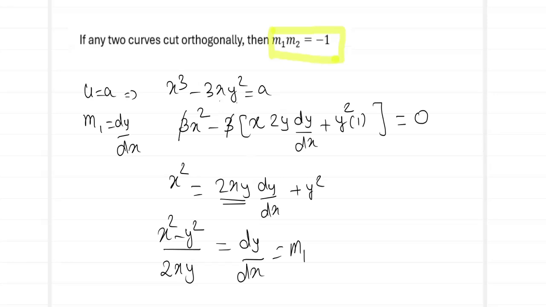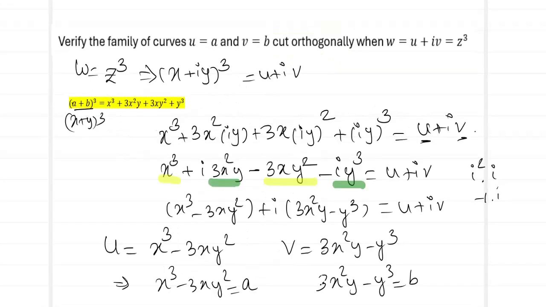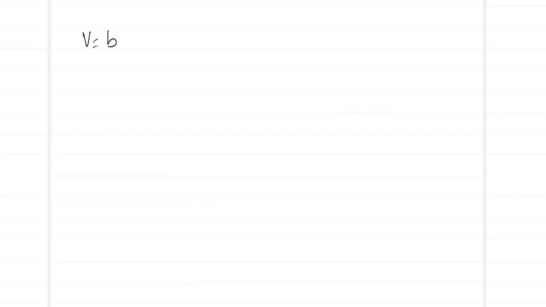Now my idea is to go for the second slope. What is my second slope? That is given by v equal to b. So what is going to be my v equal to b? So copy paste your v equation. What is your v equal to b? 3x square y minus y cube equal to b. Now again I need my slope m2, which is my dy by dx.